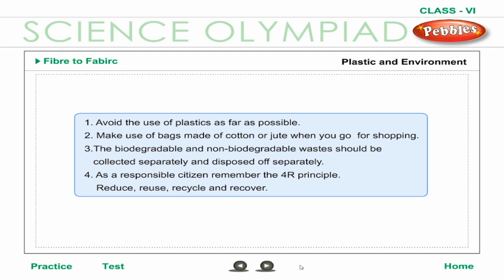Plastic and the environment. Avoid the use of plastics as far as possible. Make use of bags made of cotton or jute when you go for shopping. The biodegradable and non-biodegradable wastes should be collected separately and disposed of separately. As a responsible citizen, remember the 4R principle: reduce, reuse, recycle, and recover.